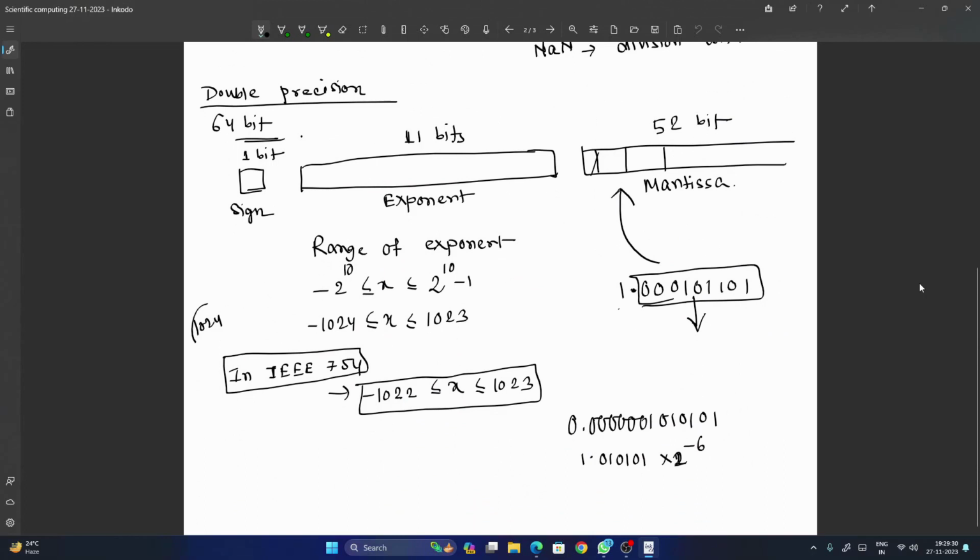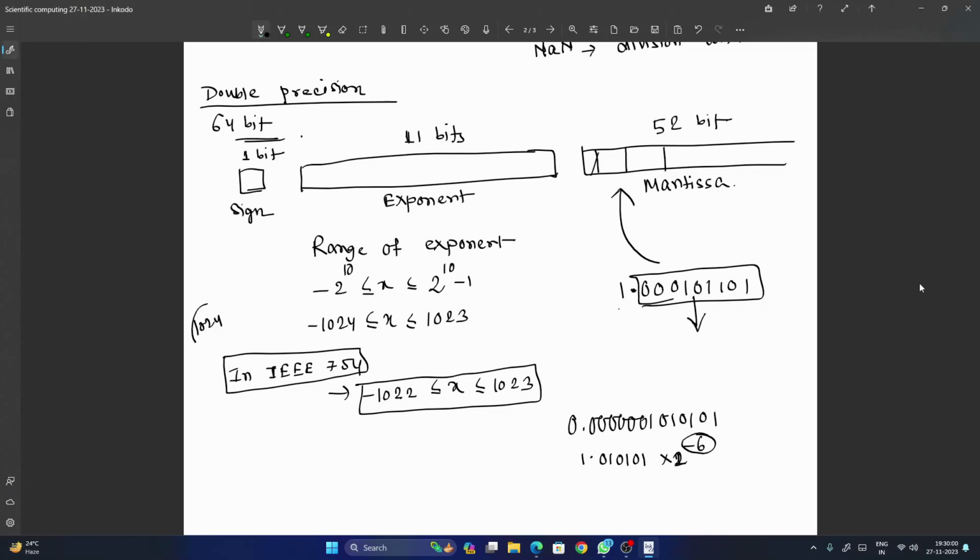So now if you see this number, it is 1.010101 into 2 to the power minus 6. Now as per the IEEE format, just save this portion in the mantissa part, that's okay. But the problem is, what about the exponent? Here the exponent is minus 6. That means the exponent also needs a negative sign, but there is no allocation for the negative sign because the exponent has only 11 bits and all are for the numbers, and that's a problem.